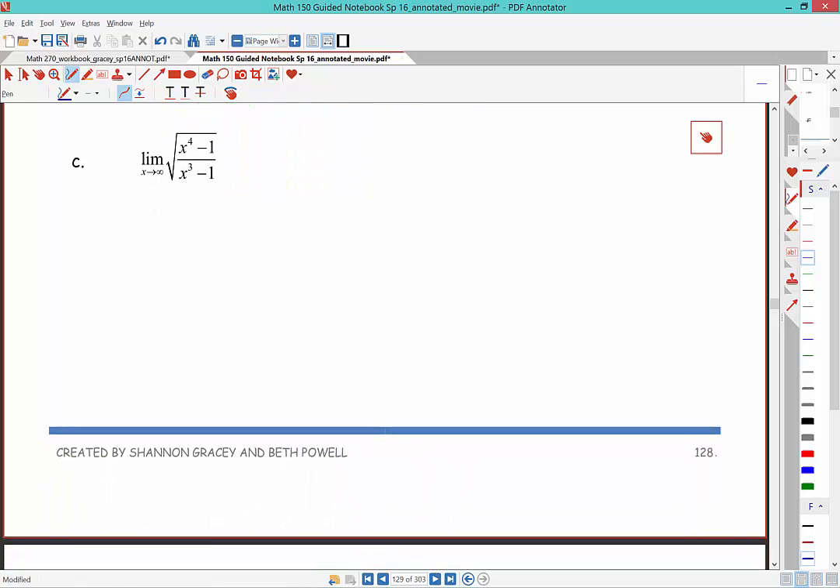Let's take a look at this one here. And check it out. So using a similar methodology, if you recall, you can bring the limit inside this root. So we'll have the limit as x approaches infinity of, and what we're going to do is divide through by x cubed.